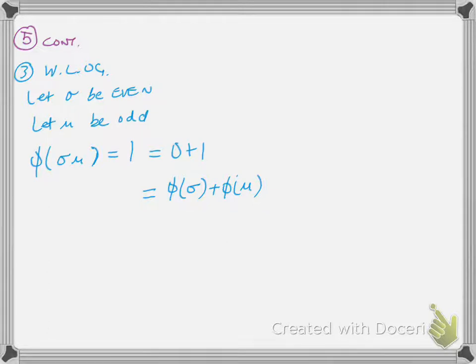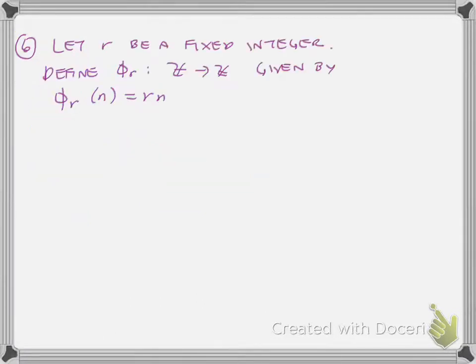Phi is a homomorphism. So you can think about how the kernel would look here, and think about the kernel for that one as well. Something else we can look at, just to give you more examples of homomorphisms: let R be a fixed integer. Define phi sub R going from Z to Z, given by phi sub R of n equals Rn.